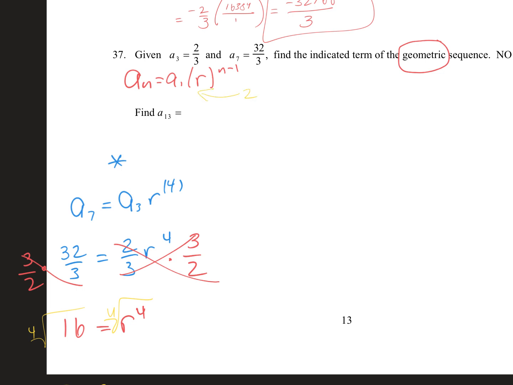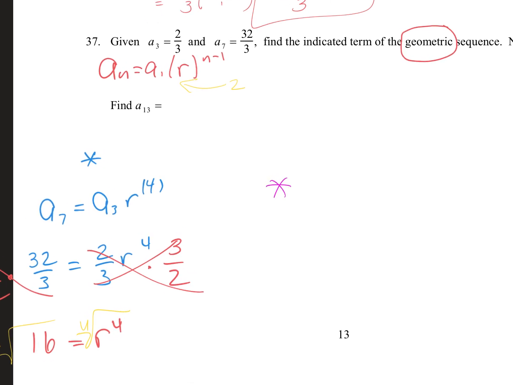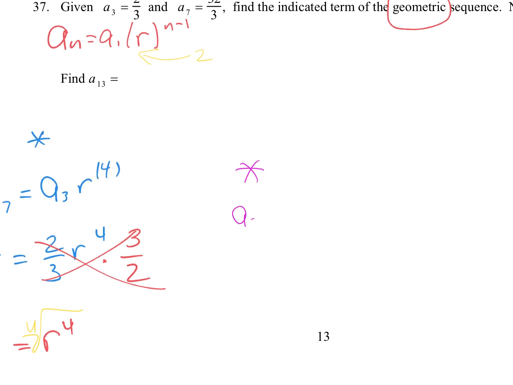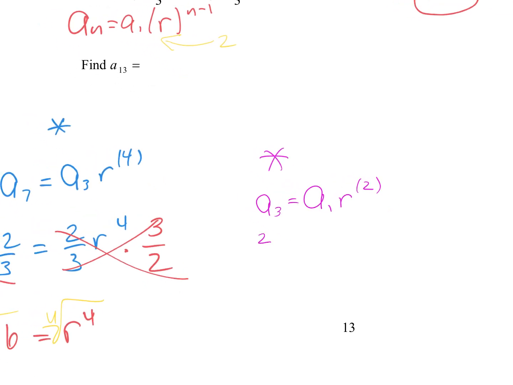How do you find the first term? We're going to do the exact same thing. But you can use whichever one you want. I'm going to use the 3rd term. I'm going to say, okay, the 3rd term is A sub 1 times R to the how many spaces away is 3 from 1? It's 2 spaces. So now I fill in, okay, my 3rd term was 2 over 3. I don't know what my first term is, but I do know that my common ratio is 2, and I'm going to raise that to the 2nd power.